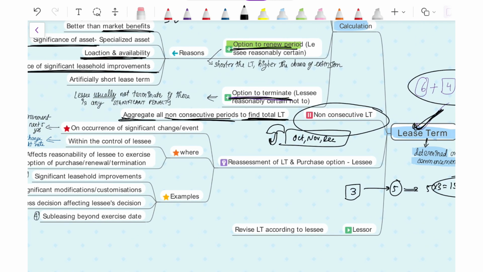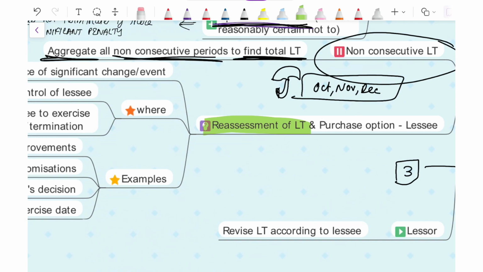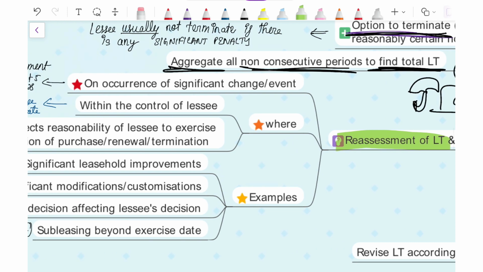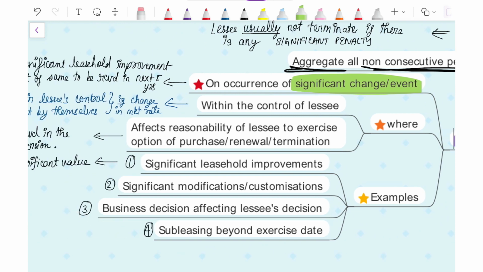Now we are going to understand the next part of the lease term, where you reassess the lease term. At the start you find it out, whether using the normal calculation or a non-consecutive lease term. But what if there is a reassessment of the lease term somewhere in between the lease period? Reassessing means you are again checking if there is a change in the lease term. This reassessment will happen because, suppose you have made any significant changes in the lease or in the leased asset, or if any event has significantly occurred by which you think there might be a change in the lease term, then in such a case you will reassess the lease term.